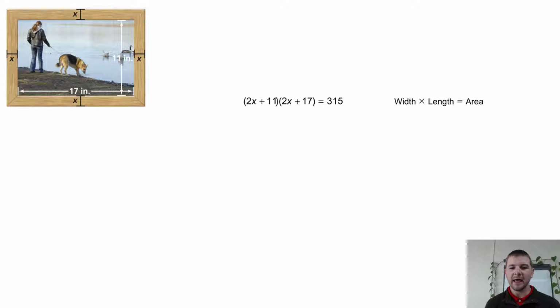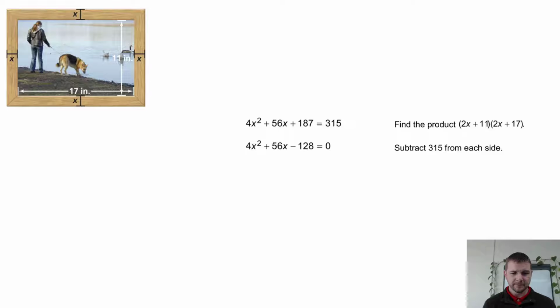So to begin with, area equals width times length. In this case, our width is 2x plus 11, and our length is 2x plus 17. Then we find the product of the binomials. 4x squared plus 56x plus 187 equals 315. Subtracting 315 from each side, 4x squared plus 56x minus 128 equals 0.